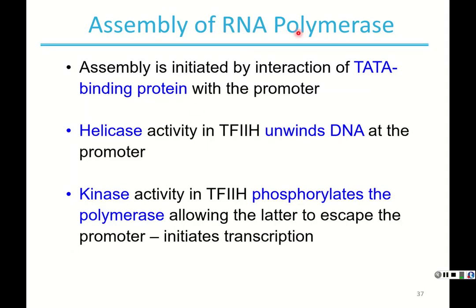So if we look at the assembly of our RNA polymerase, assembly is going to be initiated by the interaction of the TATA binding protein with the promoter, just like in the prokaryotic cell. Helicase activity in TFIIH unwinds the DNA at the promoter, and then you have a kinase activity in the TFIIH that phosphorylates the polymerase, and that allows the polymerase to escape that promoter, and that's what initiates the transcription. So TFIIH unwinds the DNA and then turns on the polymerase.